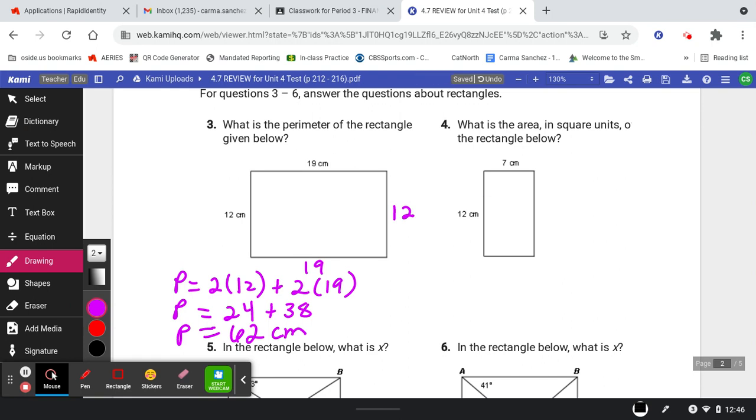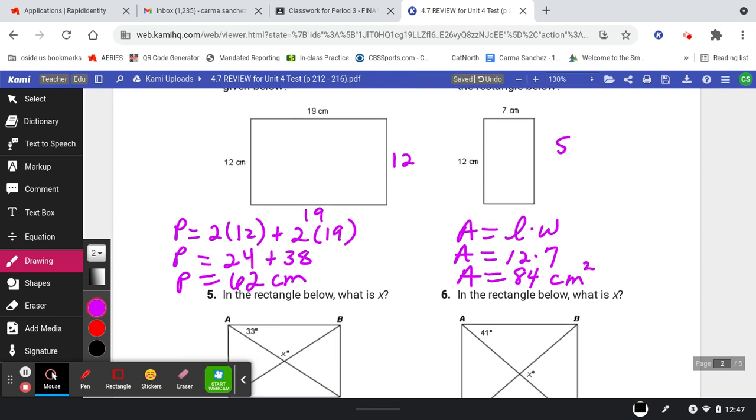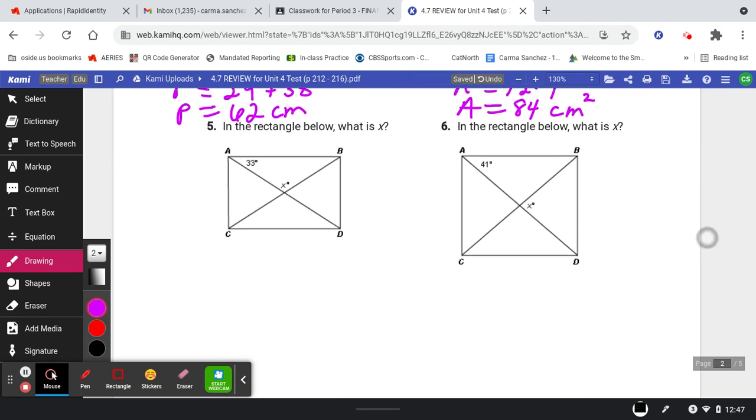Number 4 says, what is the area? We know that the area is equal to the length times width. So grab your calculator and do 12 times 7. And hopefully you got 84. Now the units on this one are centimeters squared. Remember that area is square units. Perimeter is just units, and volume is cubic units.